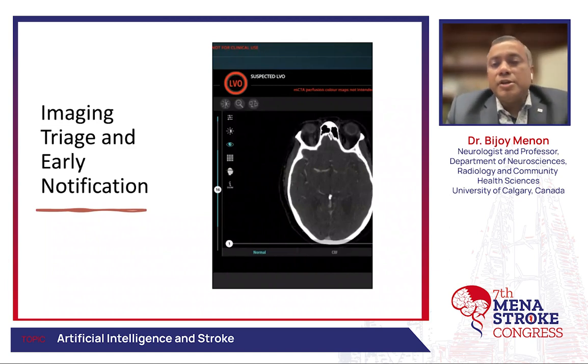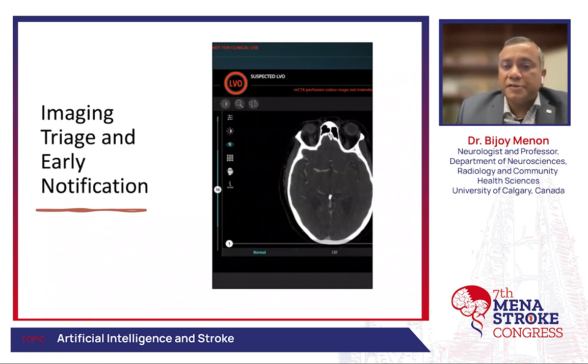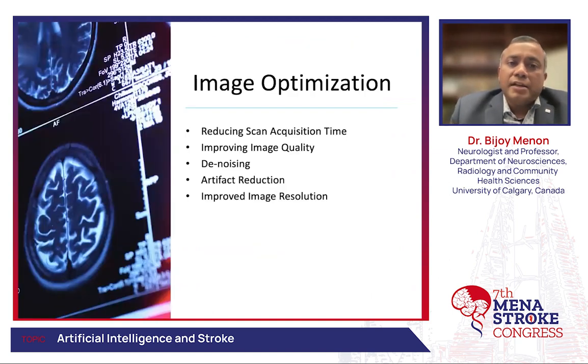AI, or machine learning algorithms, can now help you with imaging triage and early notification. A classic example is when a scan gets done, and let's say you are on call, the scan gets processed, and you are immediately notified of a suspected large vessel occlusion. This is a notification system. It doesn't mean that every case is a large vessel occlusion. You've got to then look at the scans, but it notifies you early of a suspected LVO.